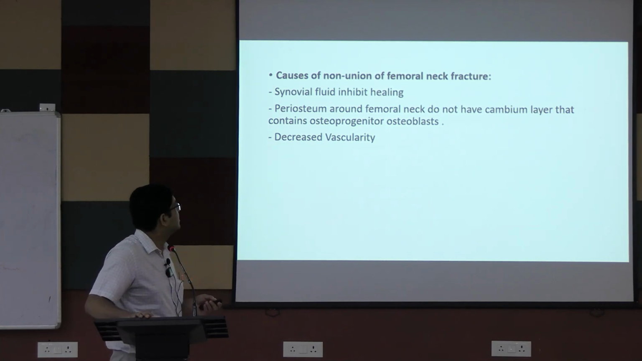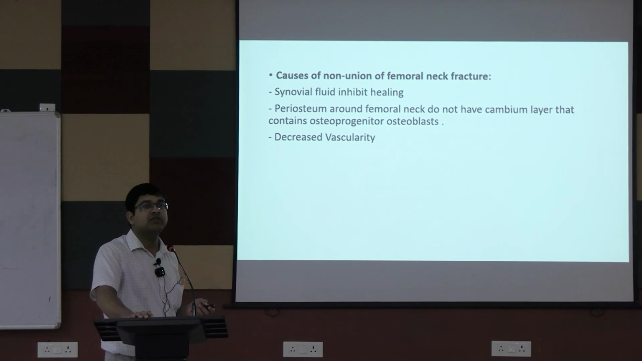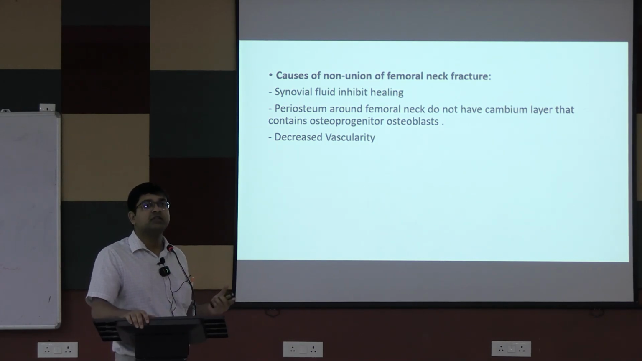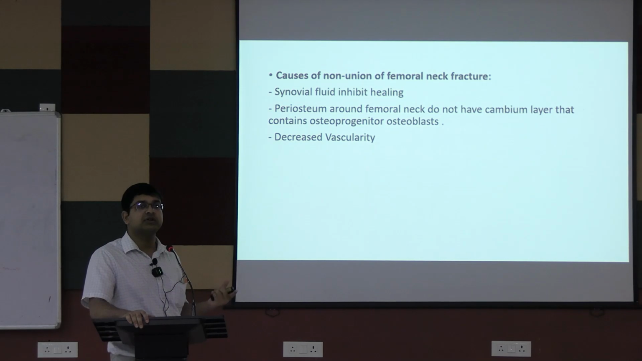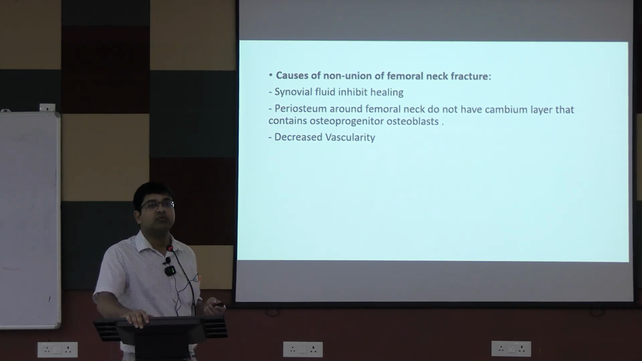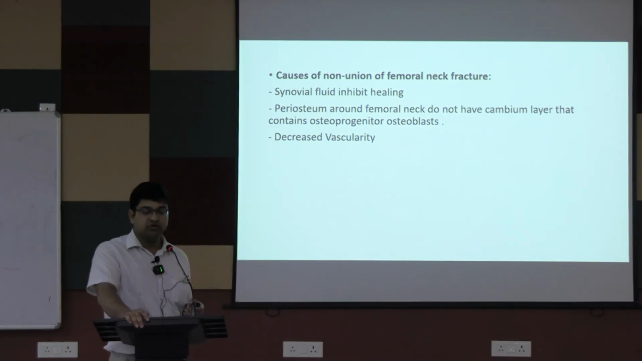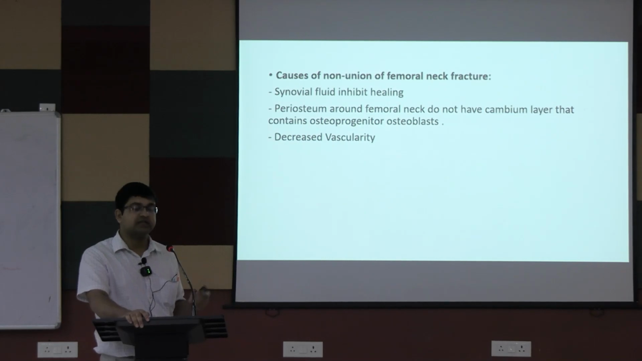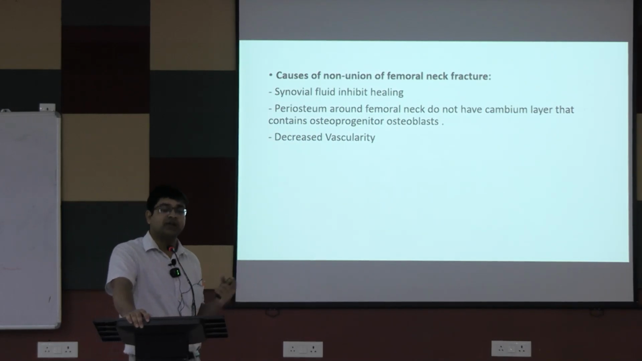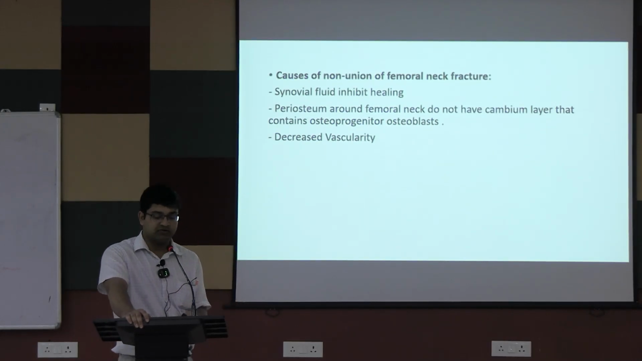Okay, next is synovial fluid. কোথায় থাকে synovial fluid? Within the synovial joint. What type of joint is hip joint? It is a ball and socket type of synovial joint. So hip joint fracture neck of femur, it is an intracapsular fracture. ঠিক আছে? So it is surrounded by synovial fluid.